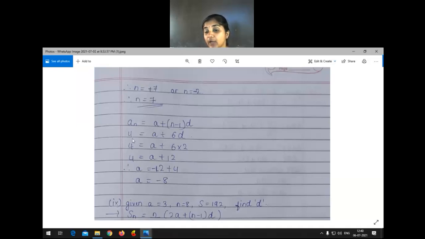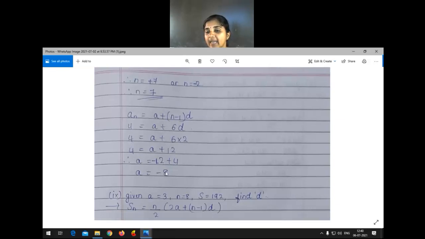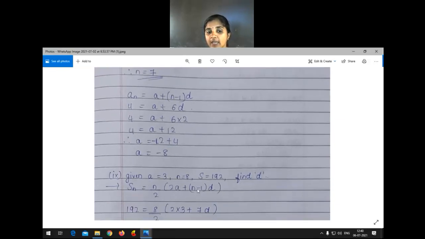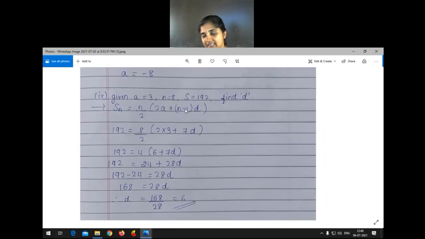Now we have to find out a. Using that n is equal to 7, an is equal to a plus n minus 1 into d. Then an is 4, it is given. A we have to find out. Then n is 7 minus 1, 6d. So then after the substitution and simplification, a is equal to minus 8. We got a is equal to minus 8.